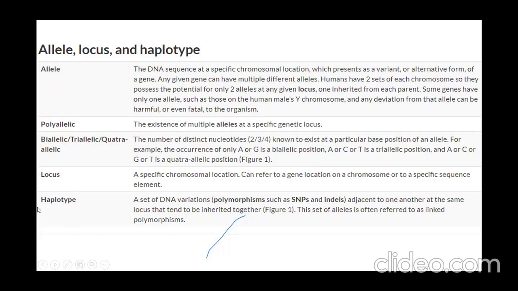And what is a haplotype? A haplotype is a set of DNA variations. In a given population, there may be DNA variations or allele variations. These may be SNPs or indels, which we will see in the further slides. They are mainly adjacent to each other and located in a given locus only. You can have a different haplotype for a population, for different humans. My haplotype may vary from your haplotype. We will look into polymorphisms and haplotypes in a further class.